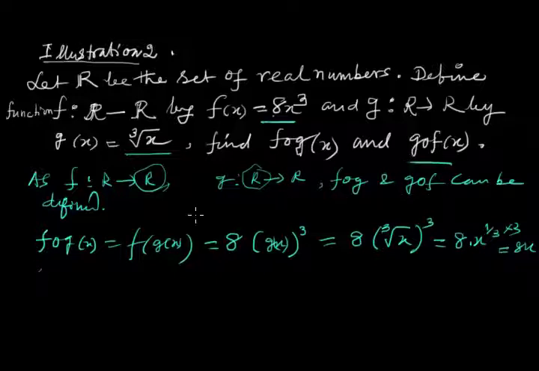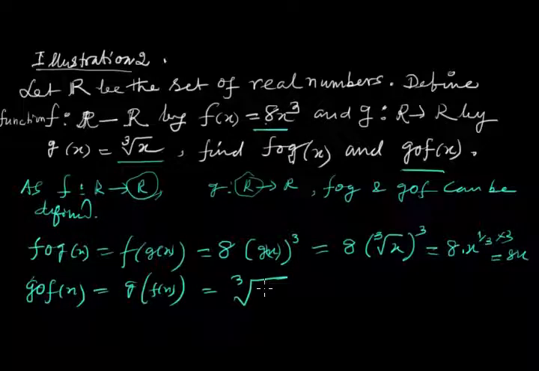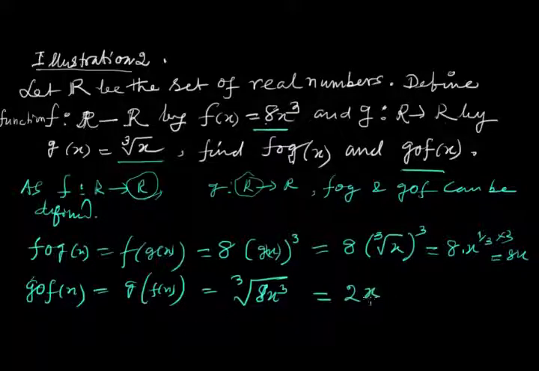Now we find g(f(x)). g(f(x)) is equal to g of the image f(x), and here g is defined by the cube root of x, so this is the cube root of f(x), here 8x cubed, which is equal to 2x. Okay, thank you.